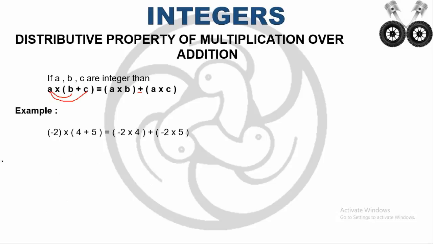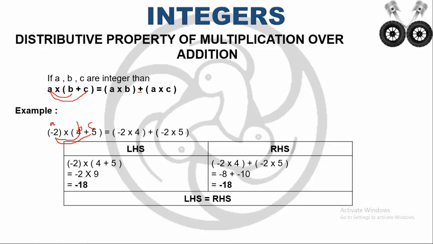So for example, minus 2 into (4 plus 5), which is equal to minus 2 into 4 plus minus 2 into 5. Here A is minus 2 and B is 4 and C is 5. Minus 2 is distributed to 4 as well as minus 2 is distributed to 5. So we have to prove whether the given statement is true or false. So first I will prove the LHS. So what is the LHS? Minus 2 into (4 plus 5).